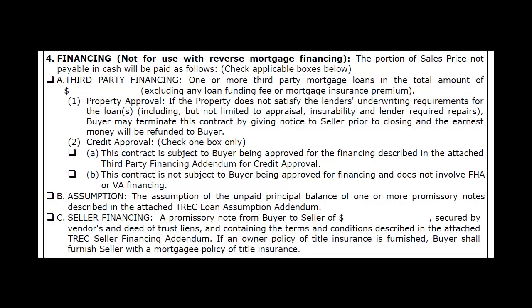Okay, part 2 of this section is where it really starts to get interesting. If you want this contract to be subject to your client being approved for financing, check box A. If your client is using FHA or VA financing, you should check box A.